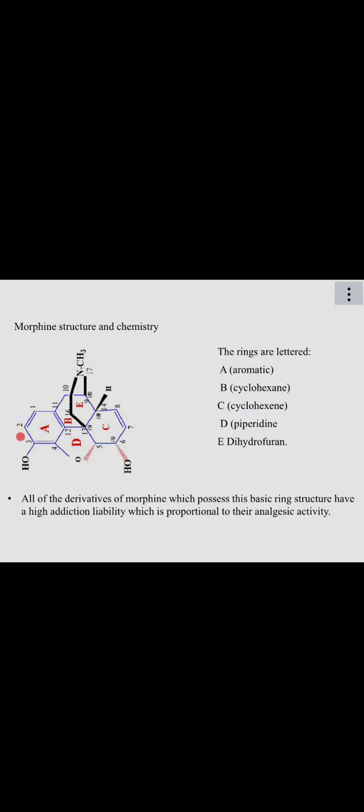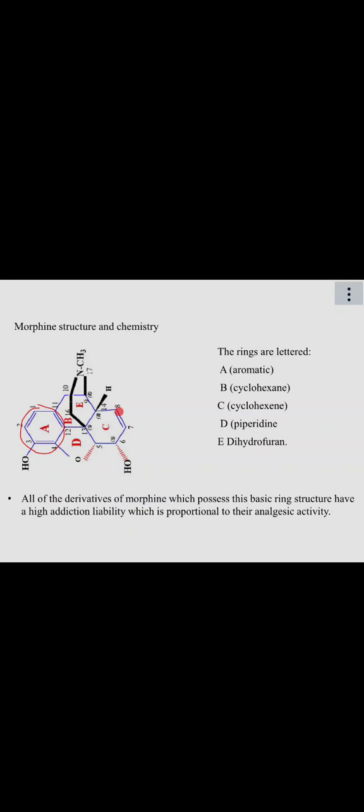You can see ring A is an aromatic ring. Ring B is a cyclohexene. You can see there is a double bond there. Cyclohexene ring. Ring C is also a cyclohexene ring. You can see a double bond at position 7, 8.